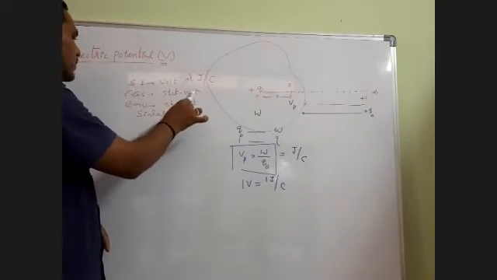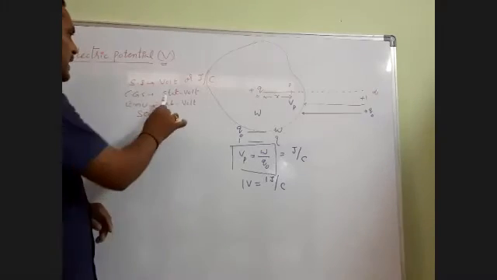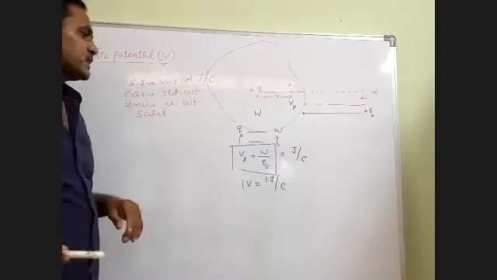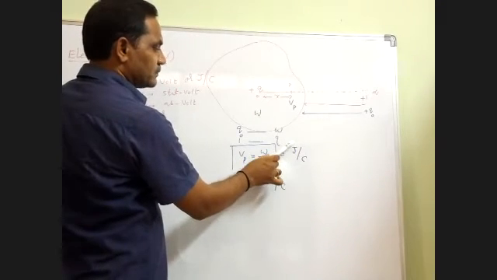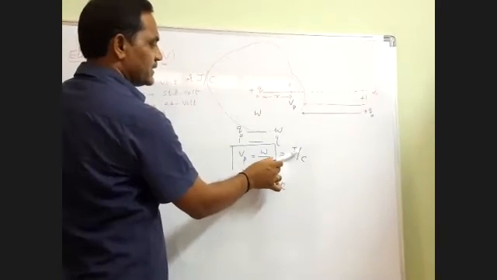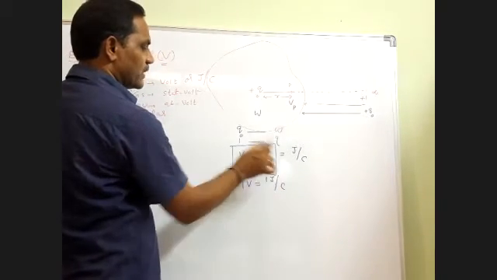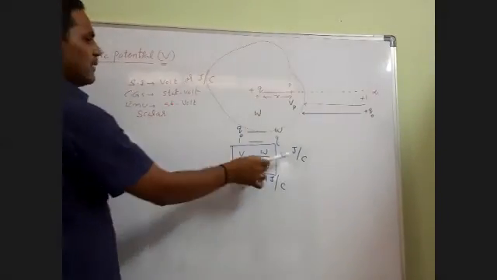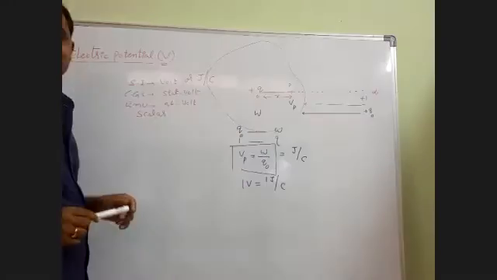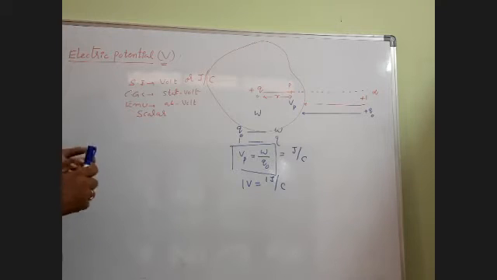CGS unit is stat volt, electromagnetic unit is ab volt. Because here, instead of joule, the CGS unit is erg. Erg by stat coulomb gives stat volt. Similarly, if you take the ab coulomb here, you will get the ab volt. So this is the basic concept of electric potential.